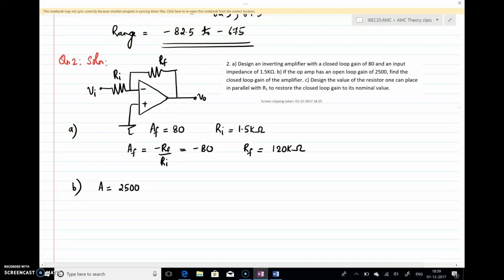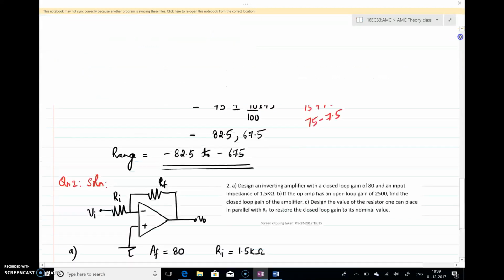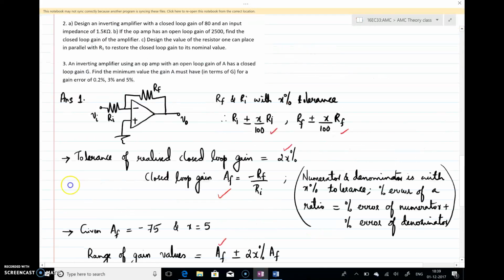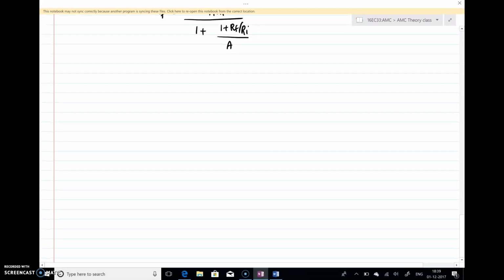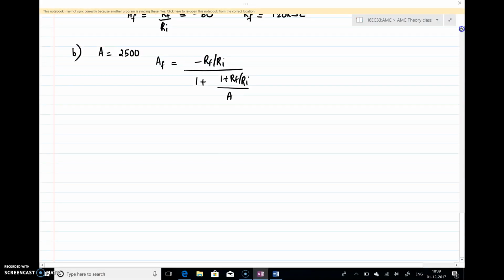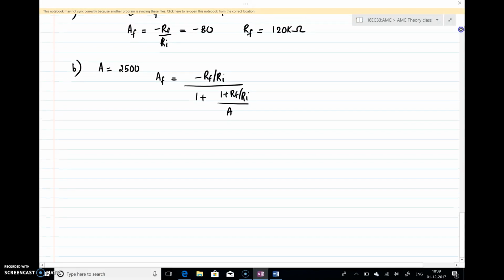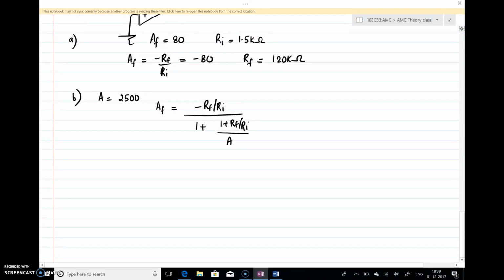When the open loop gain is not infinity, we know that the closed loop gain formula is minus Rf by Ri divided by 1 plus Rf by Ri divided by A. You can look back at the derivation we have done before. So here we have minus Rf by Ri as 80.